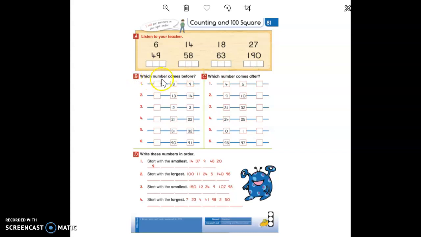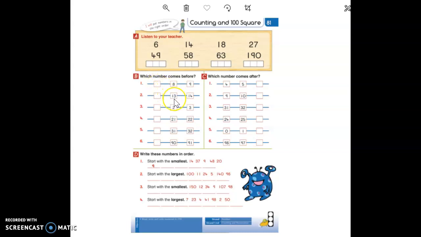Section B, which number comes before? So we have the number here. We look at the number in the second column. So all these numbers here. We have all the numbers that come after those. But for this one, we have to write the numbers that come before. So what number comes before 8? Correct, 7. So you write 7 in this box.